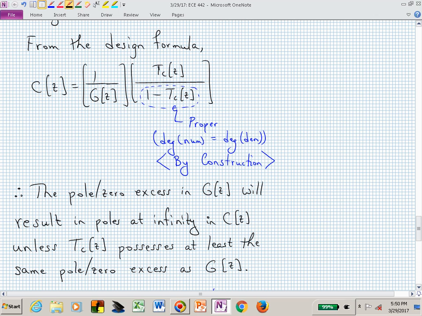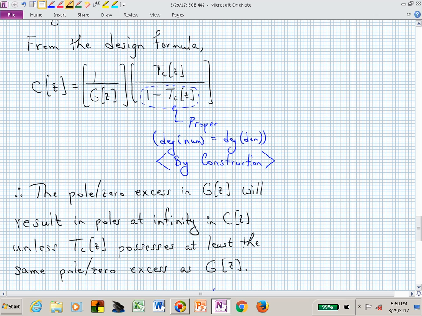I'm joking. But the pole zero excess in g of z. So now think of g of z. We've put that now in the denominator. So if we had a pole zero excess of 1 and we invert that, what's going to happen when we say 1 over something that has a pole zero excess of 1? That pole in the denominator is going to pop up, and now we have in the first bracketed expression something that is improper. We have a higher power of z in the numerator than in the denominator. We don't want that. We want our c of z to be causal.